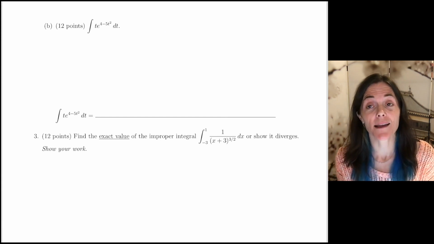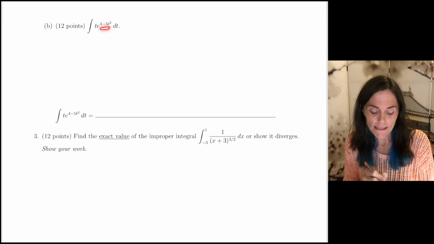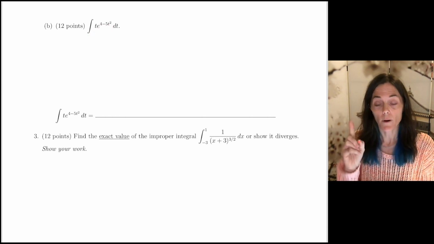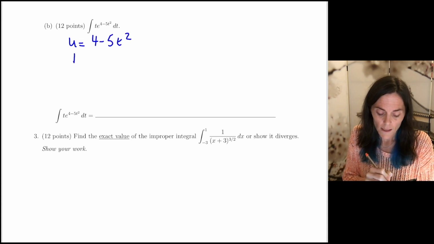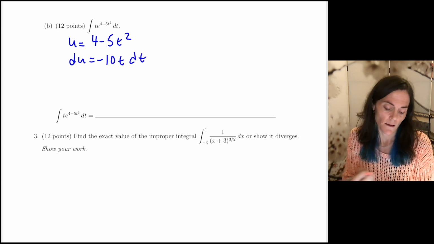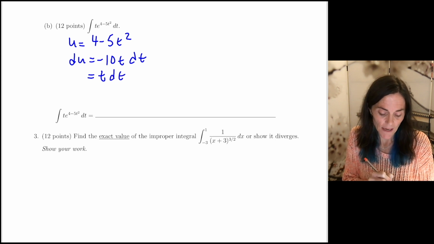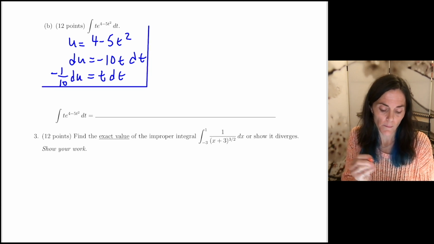You notice I see another product, but the difference here is I see an inside function and a multiple of its derivative. So this is not by parts. This is substitution, where u is up inside the exponent of e, du is minus 10t dt. And we have just t dt. This will be negative 1 over 10 du. So this is all my substitution box.